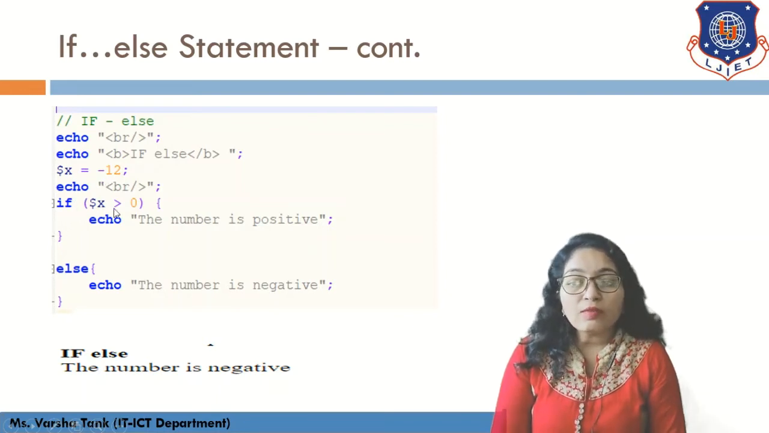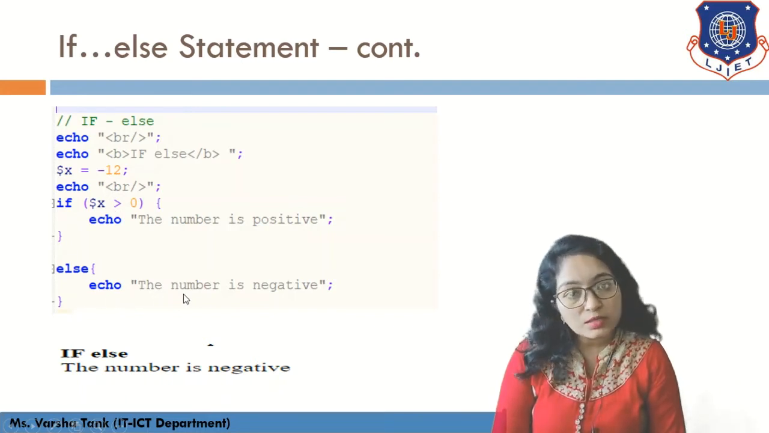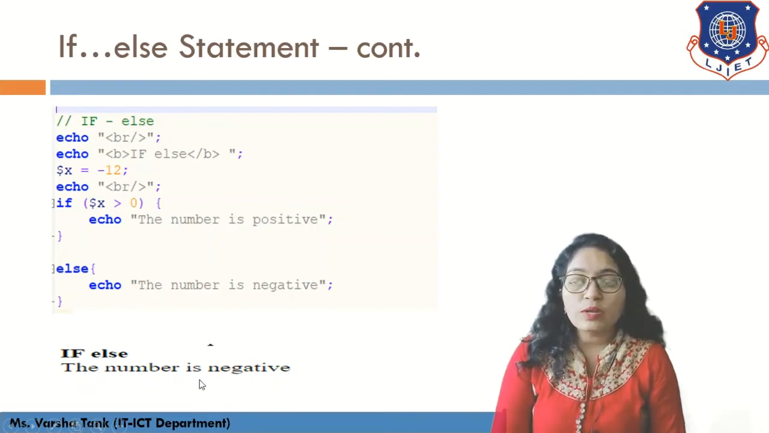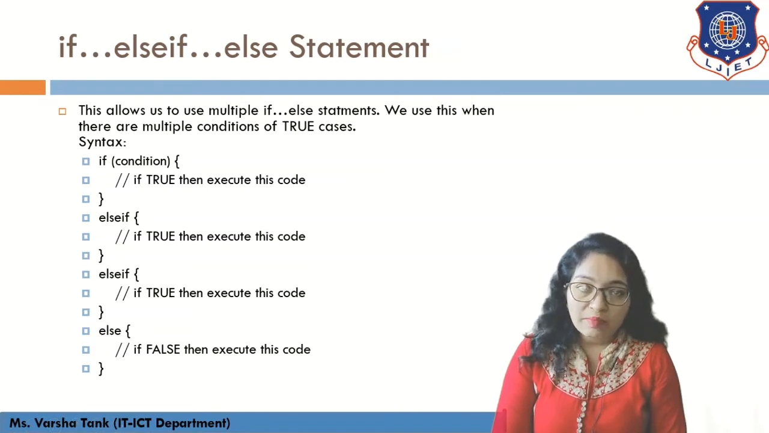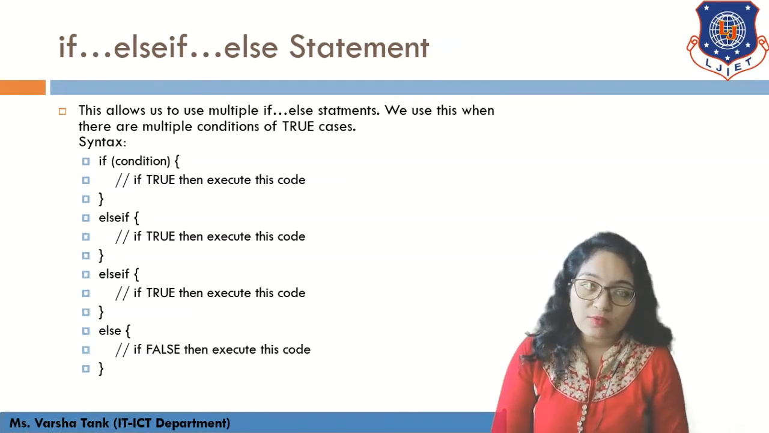That means if $x greater than 0, the number is positive. But here our condition is false. So if condition is false, it will display echo the number is negative. So our output will be the number is negative. Now next, else if statement, or you can say else if ladder.